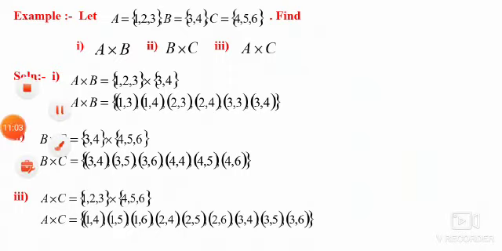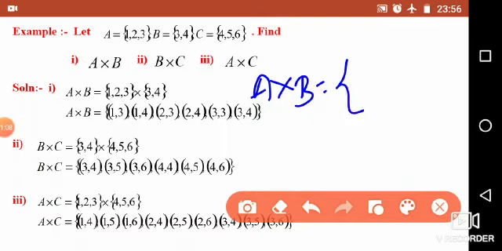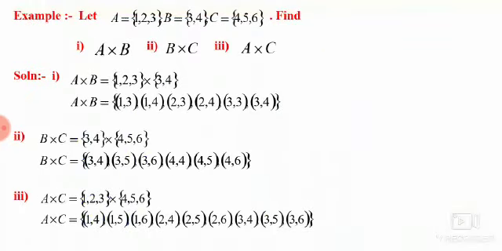It is a set containing elements, and the elements are always in the form of ordered pairs. The first element belongs to the first set and the second element belongs to the second set. You can look here, 1 belongs to the first set and 3 belongs to the second set. 1 belongs to the first set, 4 belongs to the second set. While finding the Cartesian product, in each ordered pair, the first element belongs to the first set and the second element belongs to the second set.